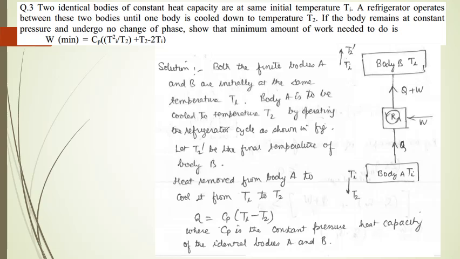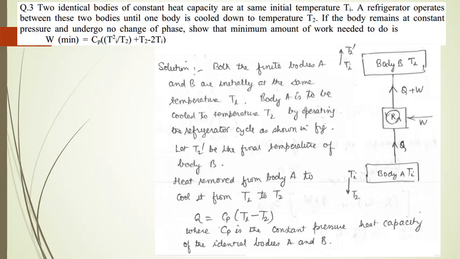And Q plus W is the amount of heat rejected to the body B, which is initially at temperature Ti. So basically, to execute this, a refrigerator has been employed. Now both the finite bodies A and B are initially at the same temperature Ti. Body A is to be cooled to temperature T2 by operating the refrigerator, as I have told you just now. Let T2 dash be the final temperature of body B.